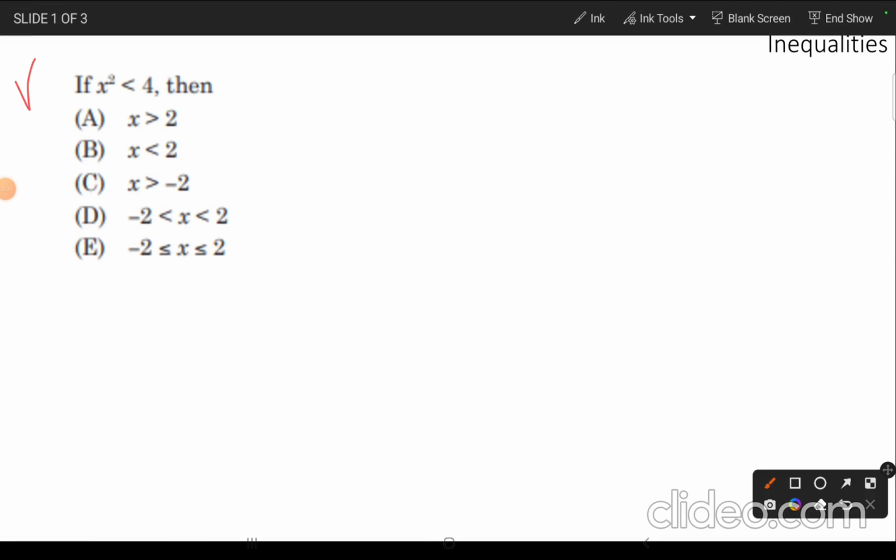If x squared is less than 4, then we should find which inequality is satisfying x. To get rid of this square, we should take the root of both sides. And the root of 4 will be plus or minus 2. It means that x is between -2 and 2.